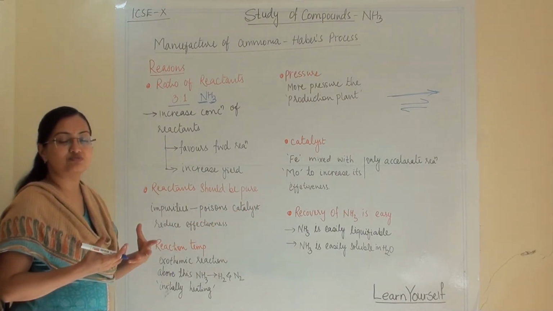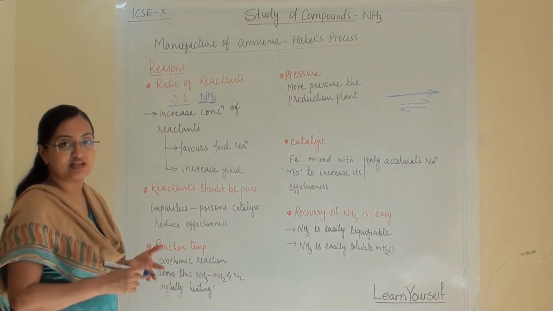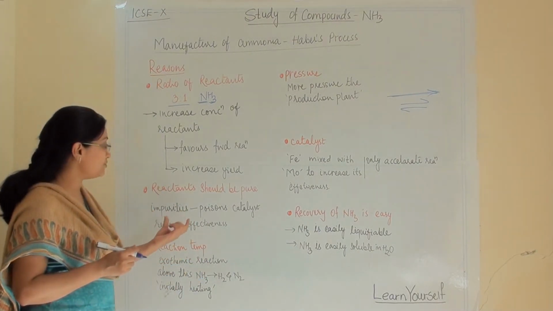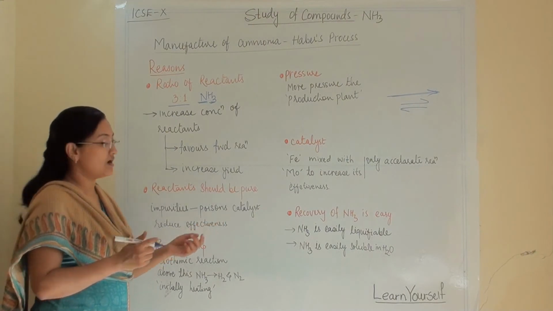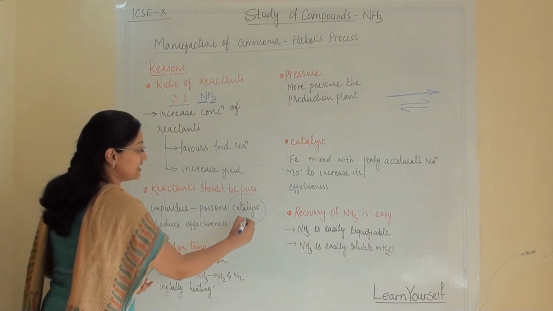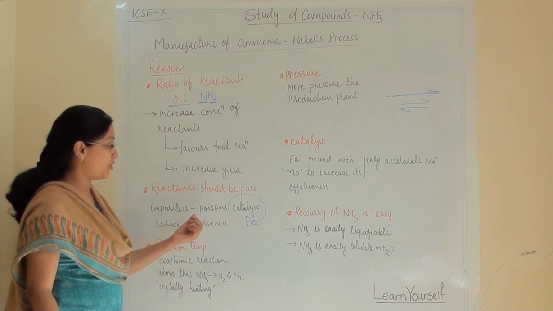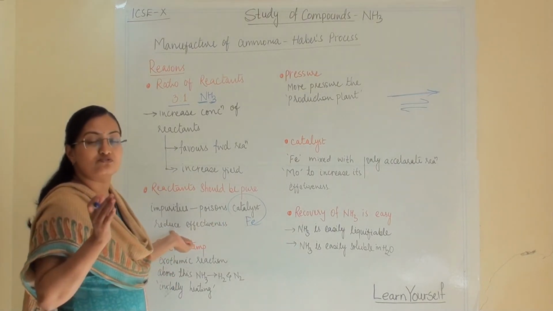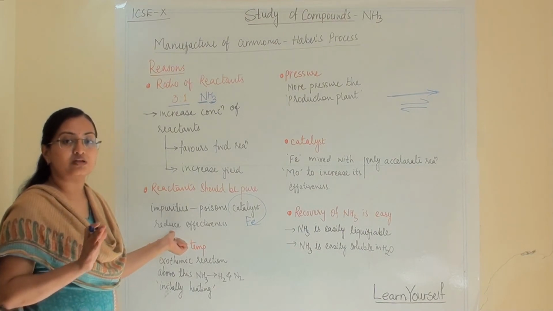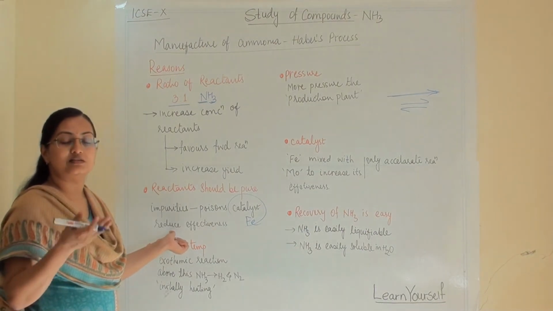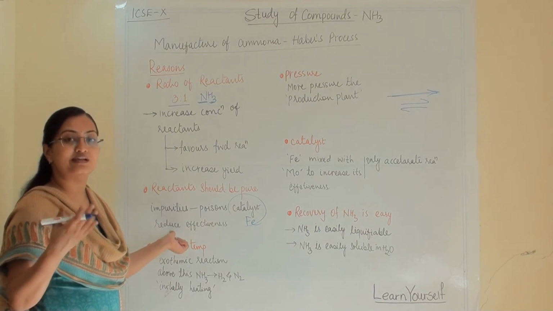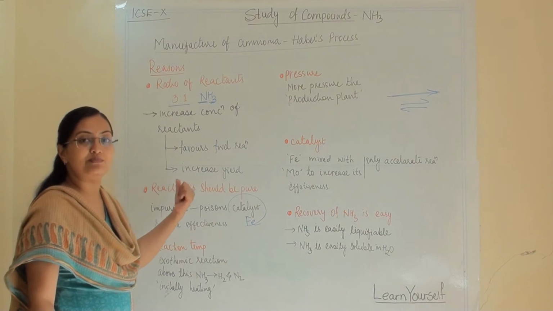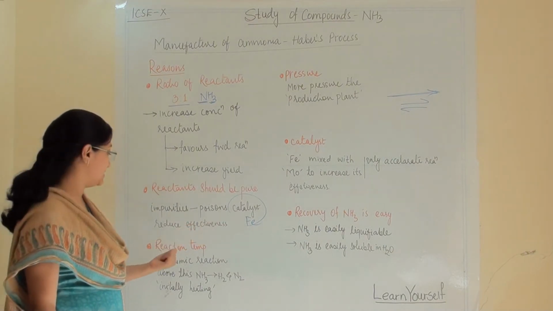Whatever reactants we are taking, nitrogen gas and hydrogen gas, have to be pure. Why? Because impurity will poison our catalyst. The catalyst we are taking is Fe. It will poison our catalyst and reduce its effectiveness. So what does the catalyst do in this reaction? It accelerates the reaction and gets us a maximum yield. So that will be affected by the impurities.